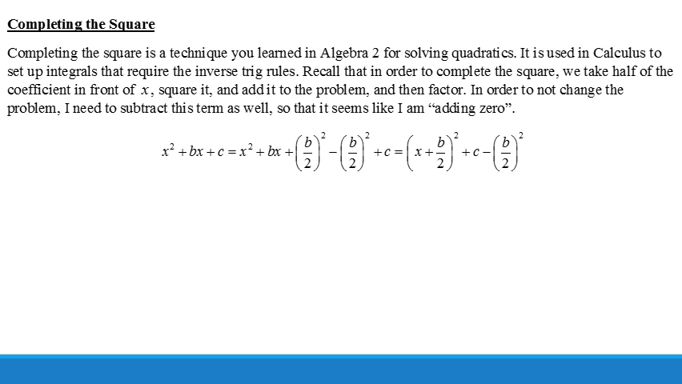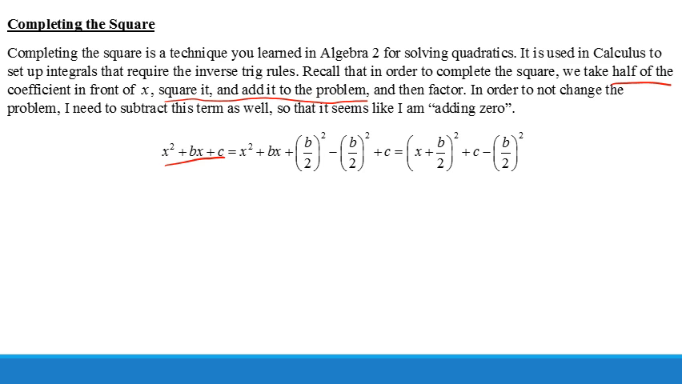Okay, completing the square is also another technique that we typically use to solve more challenging integrals in calculus. Completing the square was a technique that you learned in Algebra 2 when you were trying to solve quadratics. Okay, so remember that when we complete the square, we're taking half of the coefficient in front of x, or sometimes called b, we're squaring it and adding it to the problem, and then we factor. Okay, so in order to not change the problem, when I add that b/2 squared, I need to subtract that term as well so that it seems like I'm adding 0.